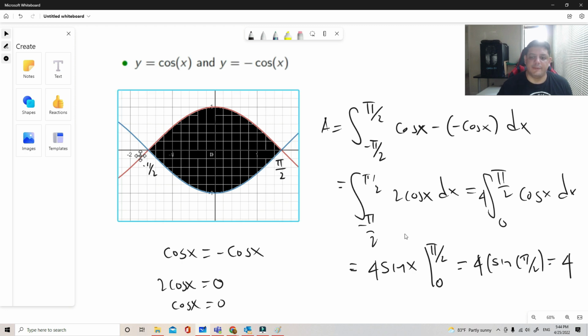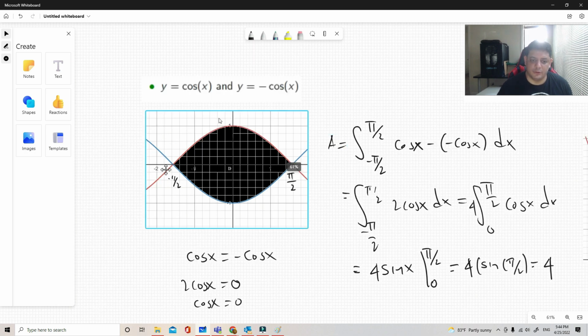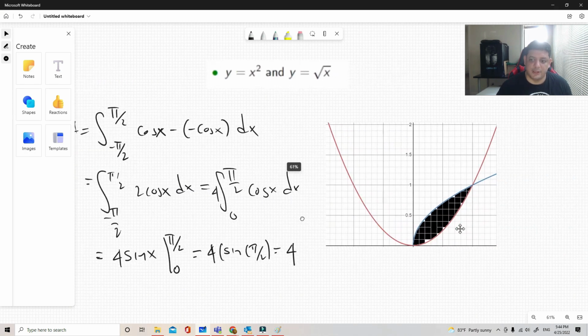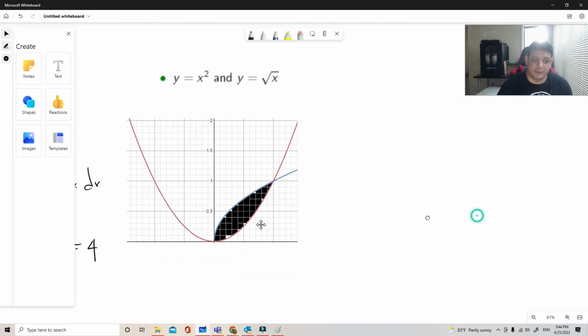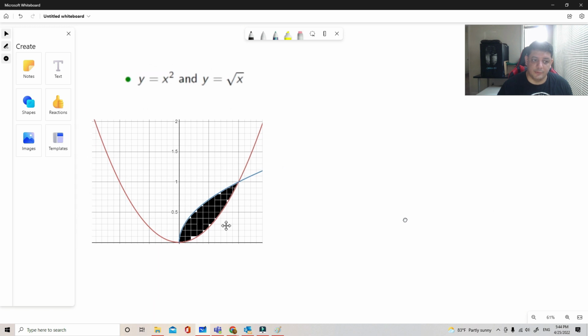Now I've done a lot of examples of doing the integration in terms of x, and certainly the next example is something that I can do in terms of x, but also I will do in terms of y. So notice these functions, y equals x squared and y equals square root of x. These are going to intersect clearly when x equals 1, since it's the only point after x equals 0 where those two functions intersect.